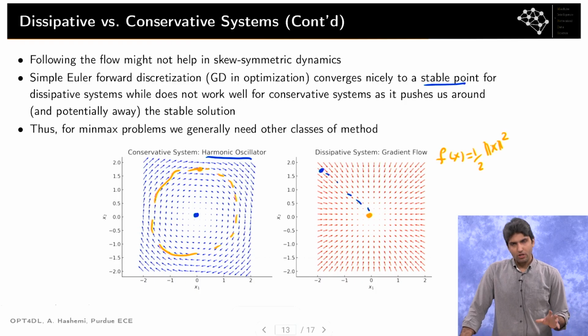Okay. So now you have a better understanding of the fundamental difference between min-max and minimization problems. And hopefully you now appreciate the need to develop more advanced methods that can deal with the skew-symmetric nature of dynamics that arises in min-max problems. This is something that we're going to talk about in the next part of the lecture. We're going to see how we can deal with this issue. I'll see you there.